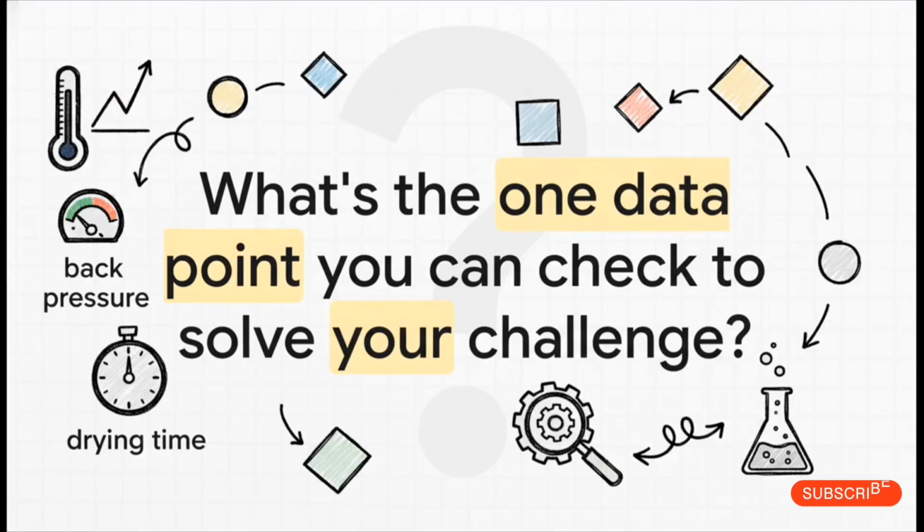So I'll leave you with this question. Based on everything we've talked about, what is the one data point? Maybe it's a temperature reading, a back pressure setting, a drying time. What's that one thing you can check right now to solve your biggest color challenge? Because that's where the real work begins.